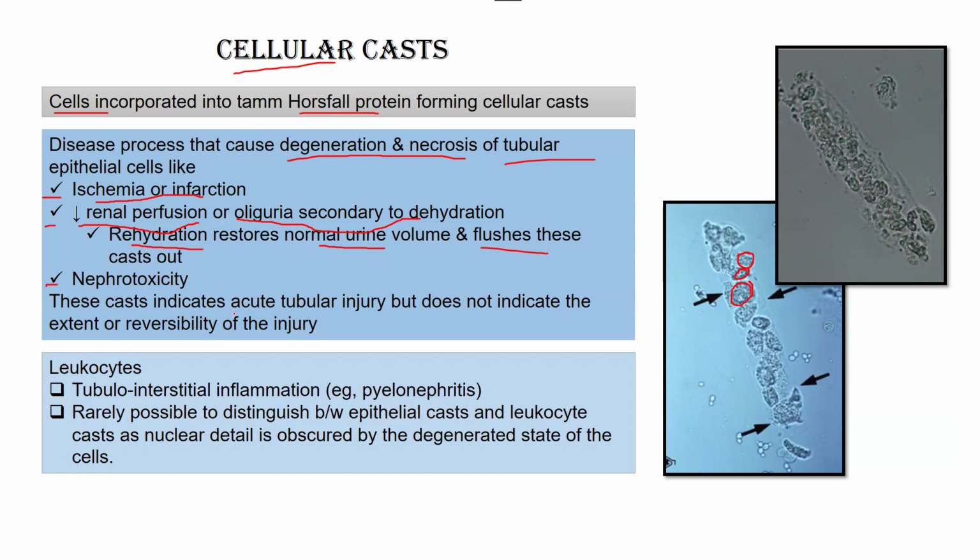These casts basically indicate acute tubular injury, but they do not indicate the extent and reversibility of the injury. They do indicate that there is an ongoing injury, but what's the extent? You are not going to get an idea from these casts.